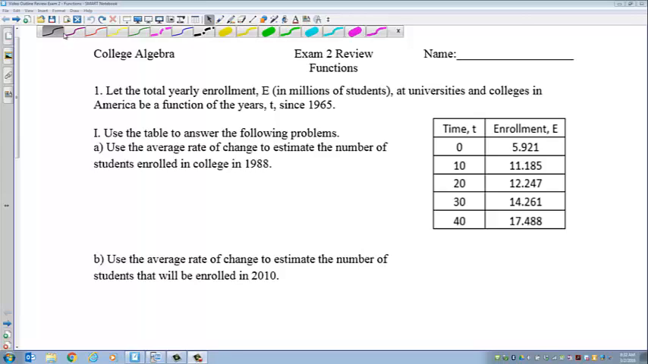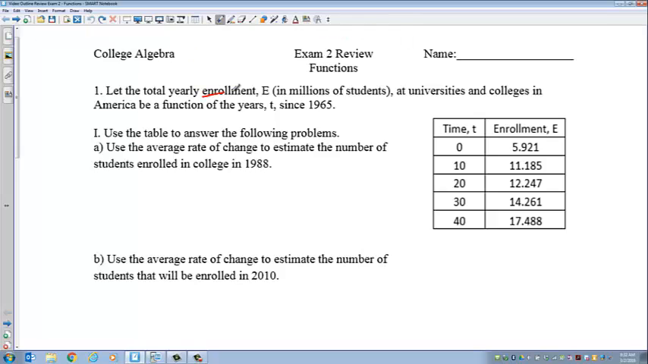All right, so here we go. This is exam 2 review on functions, and we're going to start with a mathematical modeling problem. Here we have the yearly enrollment E in millions of students at universities and colleges in America as a function of the years t since 1965. So here's our table right here.